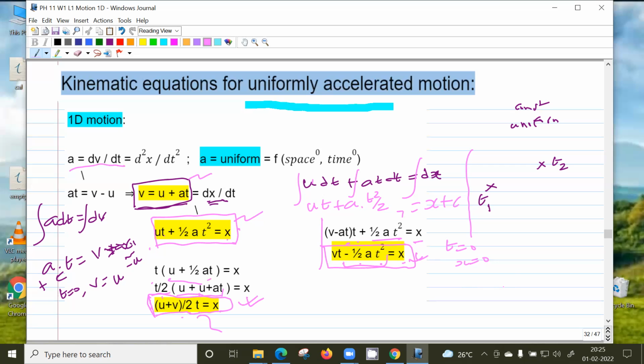See, for the distance, let me assume that u is less than v. So the distance traveled in the time interval, say t, will be more than ut, but it will be less than vt, right? Because say u is 2 meters per second and v is 5 meters per second. Over the full time interval, I'm not traveling with the same speed. I'm traveling with 2, 2.1, 2.2, 3, and then 4.95. So this distance traveled will be more than 2 into the total time, and it will be less than 5 into the total time. Is it true? X will be greater than ut and less than vt.